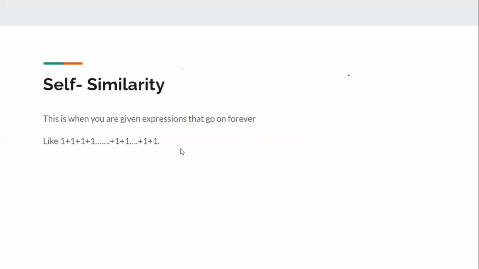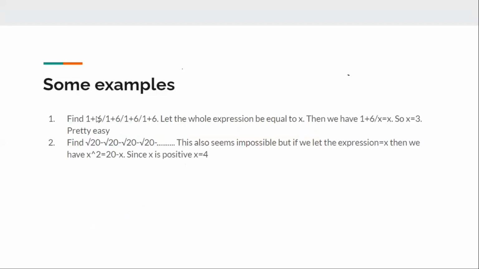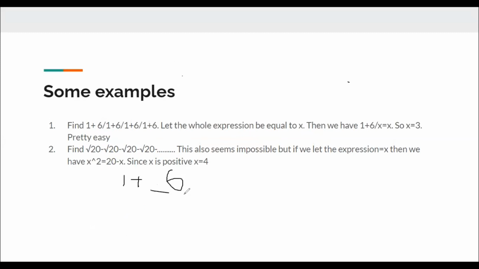Okay, self-similarity. This is when you're given expressions that go on forever. So like 1 plus 1 plus 1 plus 1 plus 1 plus 1 forever. Obviously, that cannot be summed, but there are some that can be summed. Here's two of them. These are the two major ones you'll see. So like you're asked, find 1 plus 6 over 1 plus 6 plus 1 plus 6 over, and it goes on forever.